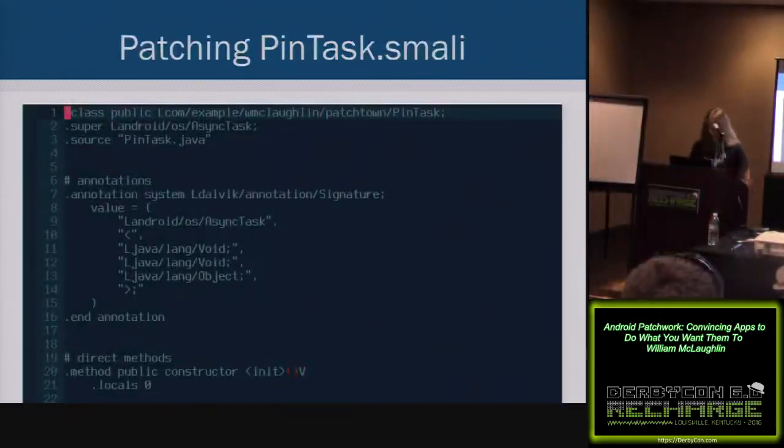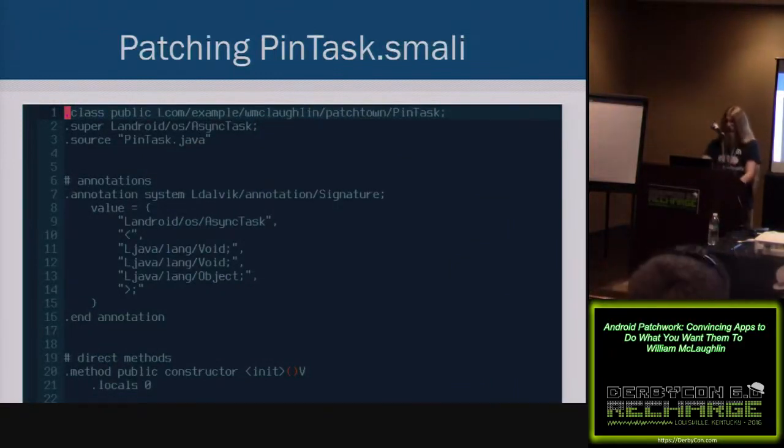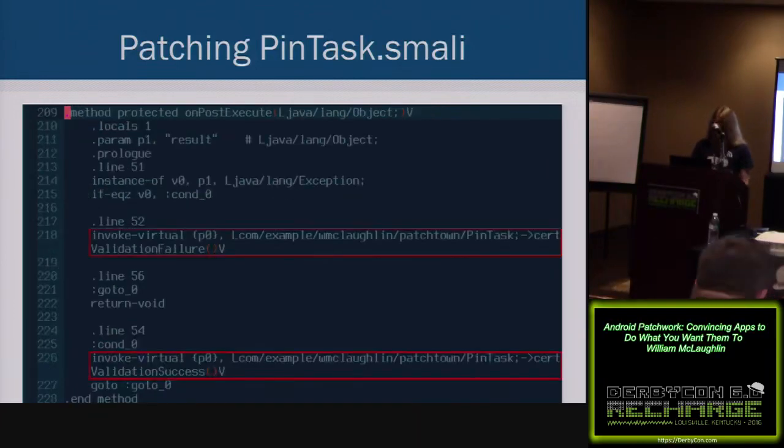So this is the contents of the PinTask Smali file. You can see it's a lot more readable than a typical assembly file would be, but it's not nearly as readable as Java code. Luckily, we don't have to look through this entire file, which is, I believe, 288 lines, because we know what we want to look for already. We already know that we need to be in the onPostExecute function, because that holds the function calls for success or failure. So we can do a quick search for onPostExecute. It's going to bring us right to line 209.